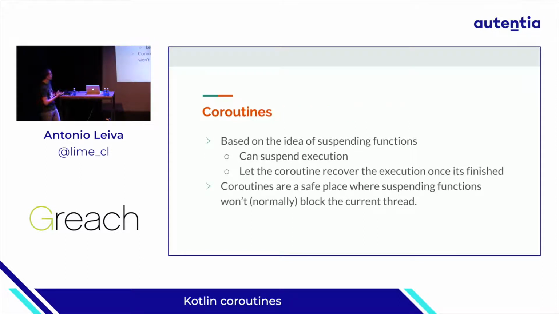The other thing about coroutines is that they are very based on the idea of suspending functions. Suspending functions are functions that can suspend the execution of the coroutine, and when they finish doing a task, they give back the control to that coroutine. Coroutines, in the end, are a safe place where suspending functions can be run, because they won't normally, and we'll see later what this normally means, block the current thread.